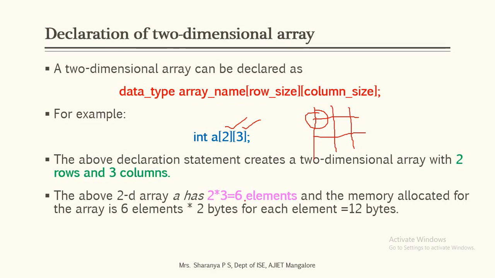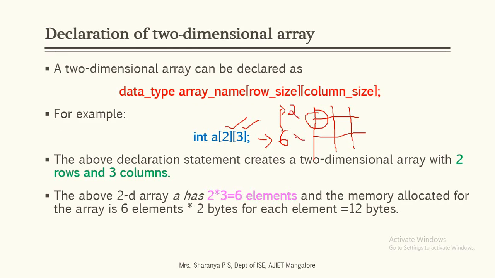And one more point, how to calculate the size of the array. As we know, an integer requires 2 bytes of memory. Here, how many elements will this array contain in total? As we discussed now, it will contain a total of 6 elements. So, each element will have how many bytes of memory storage? 2 bytes.